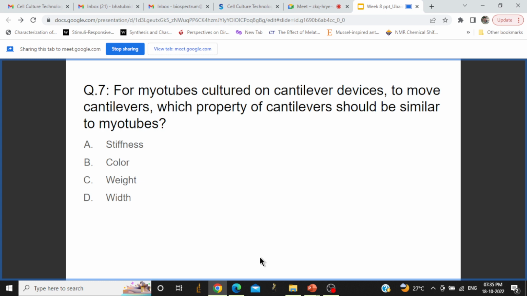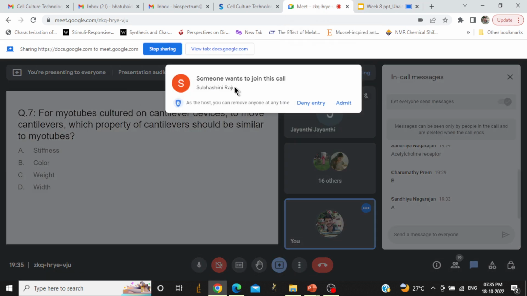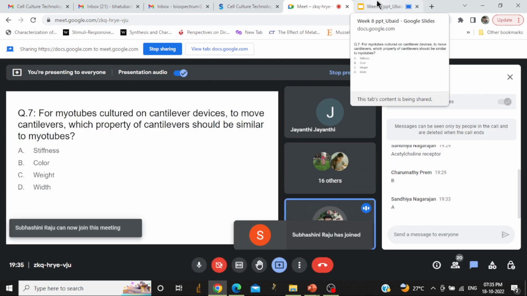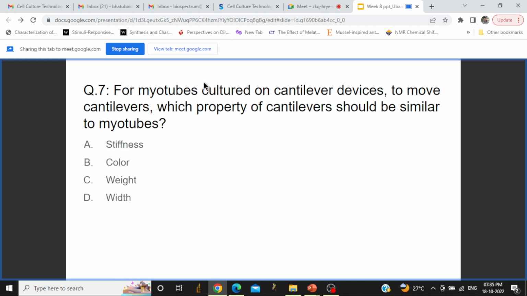Why so? Because color and weight don't matter, but in case of checking the contraction, the stiffness of the material on which the cells are seated matters. If this cantilever device on which the cells are seated has more stiffness as compared to myotubes, it will hamper the contraction or it will give the wrong result. So it should be similar. This cantilever should have similar stiffness to myotubes. And usually these cantilevers are made up of different soft materials like silicon.